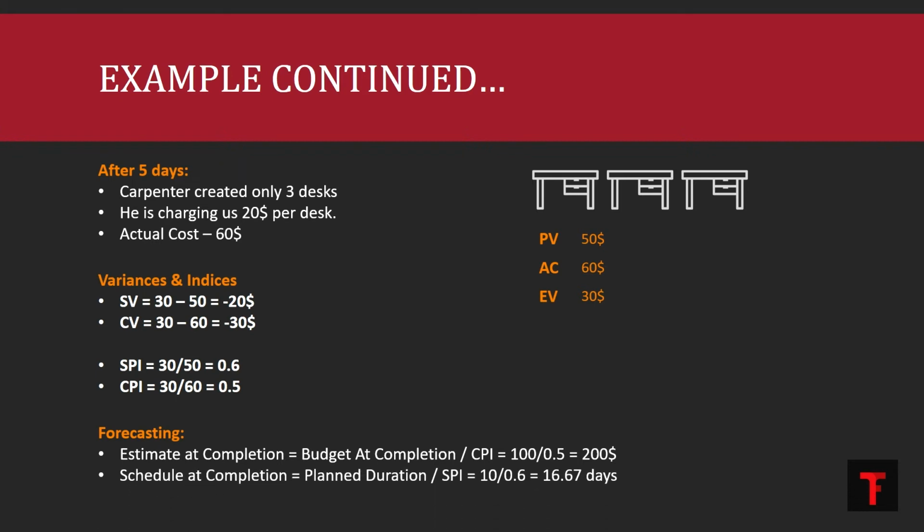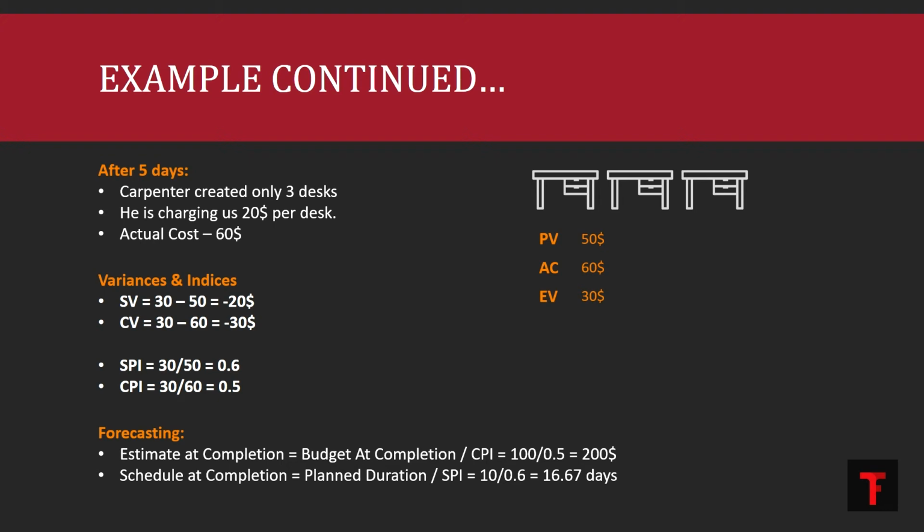Then we can even find schedule at completion, and this is purely based on the current efficiency of this carpenter. It can be different based on the project, but this one I'm just giving you for basic information. So planned duration divided by SPI will be the schedule at completion. So how do we get there? 10 divided by 0.6 is equal to 16.67 days. Now, what is the 16.67?